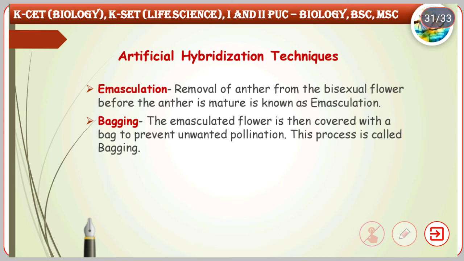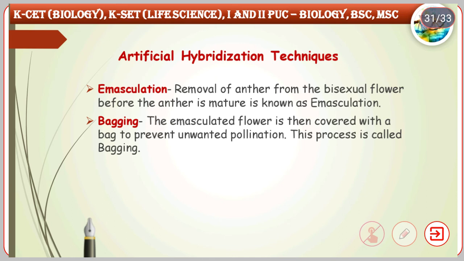The first one is the emasculation technique and the second one is bagging. These two are the artificial hybridization techniques. So let us see what is emasculation and what is bagging. Emasculation is nothing but the removal of the anther from the bisexual flower before the anther matures. That is called emasculation. So the removal of the anther before it matures. Okay, next let us move to bagging.